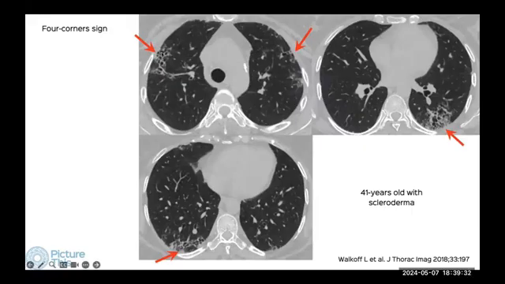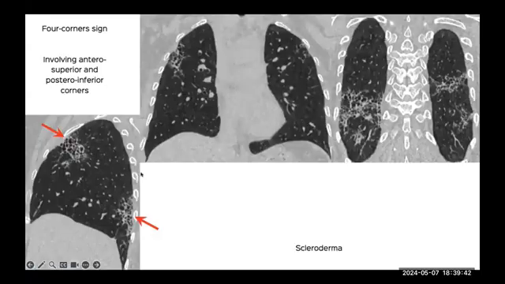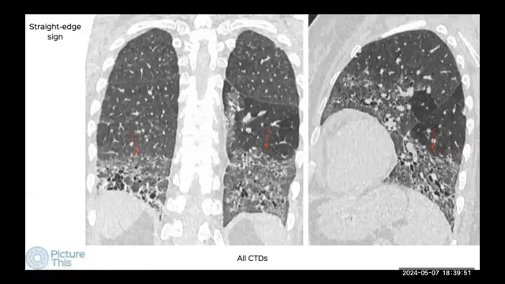The four corners sign is typically seen when we have islands of fibrosis occurring in the four corners. So anterosuperior and posterosuperior. And this is better appreciated, therefore, on the sagittal and the coronal images. And you can see that the intervening lung is quite normal. And this patient has scleroderma.